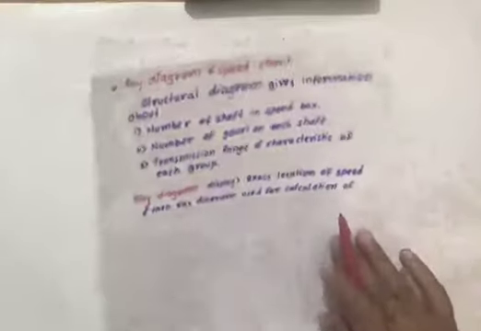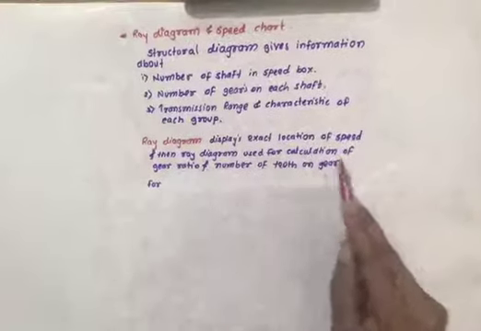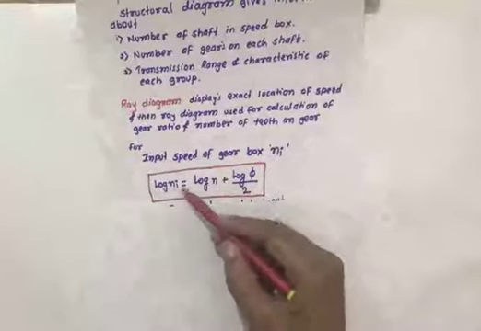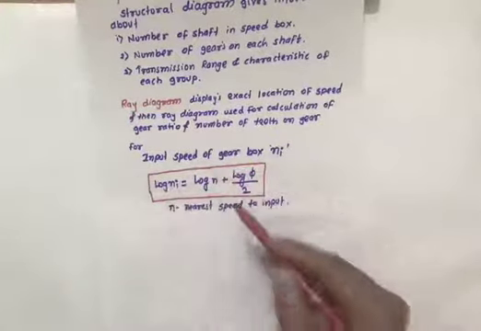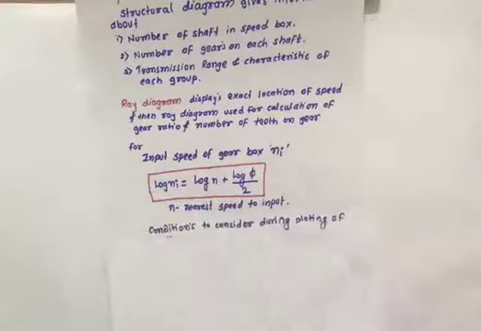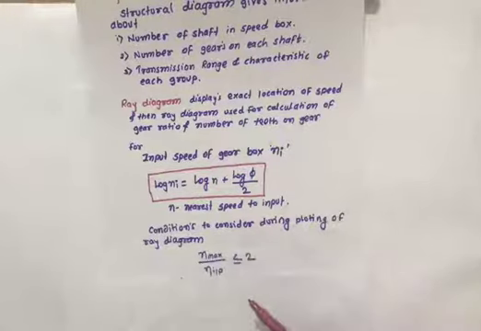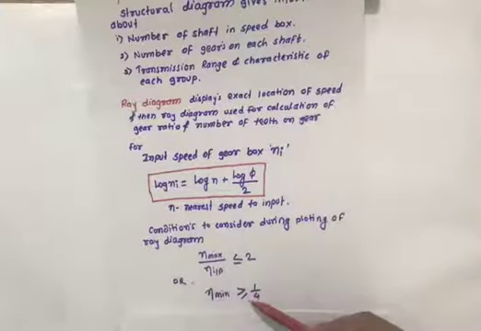Now what is a ray diagram? A ray diagram displays the exact location of speed, and the ray diagram is used for the calculation of gear ratio and number of teeth on the gears. So the input speed of the gearbox is log ni equal to log n plus log phi upon 2. Remember this formula. Okay, this formula is important while solving the problem. The condition to be considered while plotting the ray diagram is n max upon n input less than or equal to 2, or n min is greater than or equal to 1 by 4, that is 0.25. This is your ray diagram.